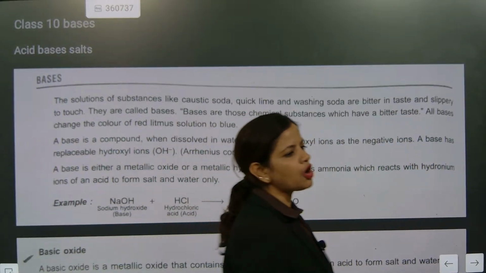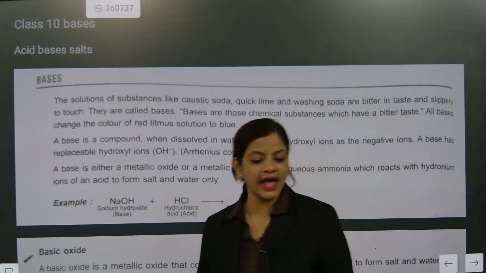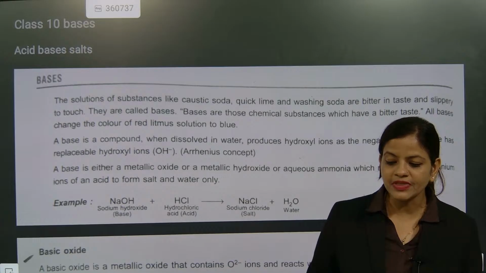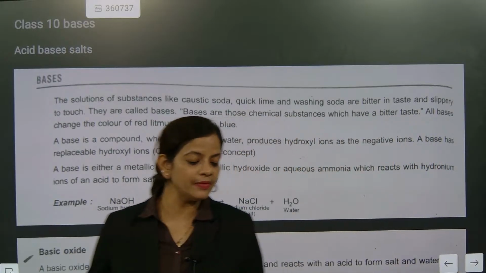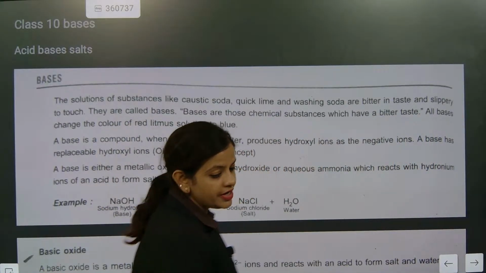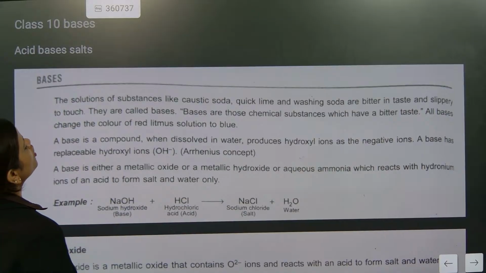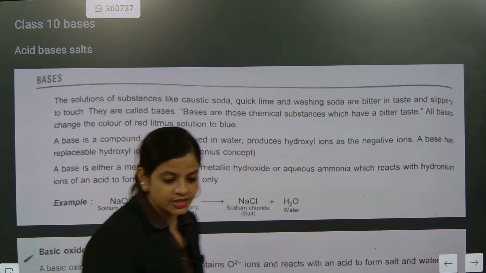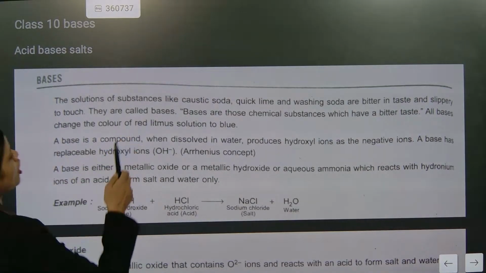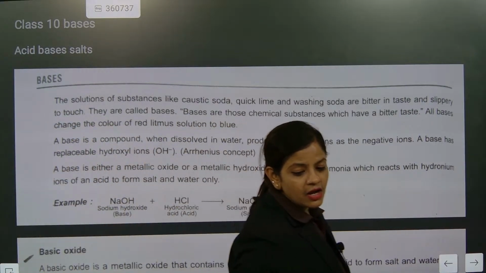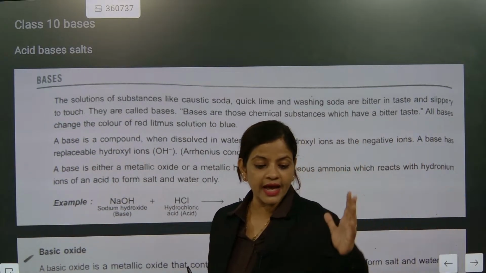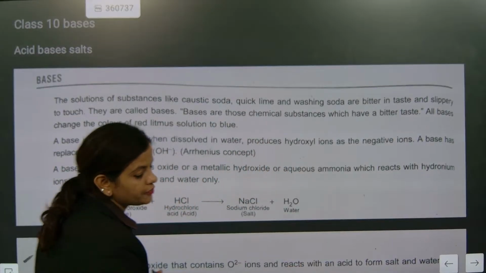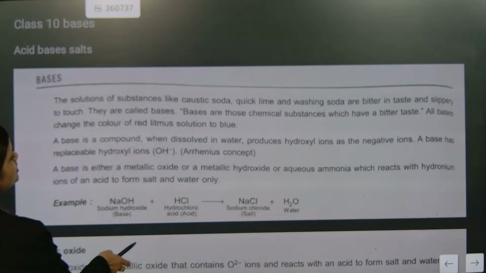Now, just as strong acids react, strong bases also react. These are some very, very important things. We must know about it. Got it? Now the next part we are going to study: the solutions of substances like caustic soda, quicklime and washing soda are bitter in taste. What are they? They are considered as bases. Understood or not?